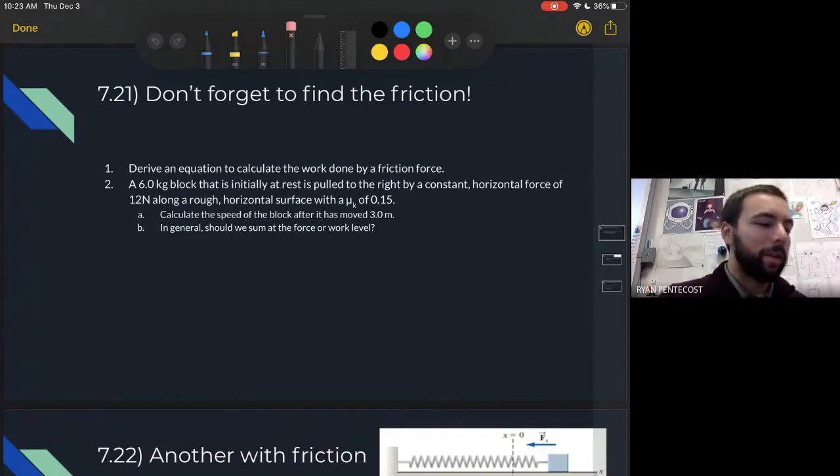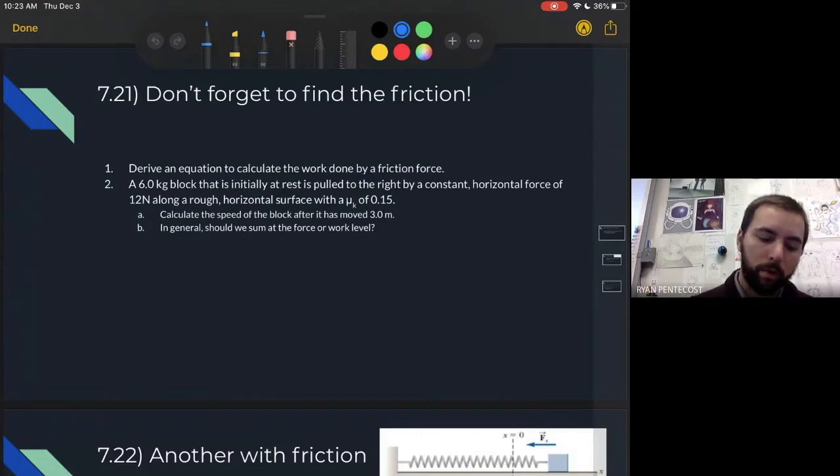Hi, everyone. So today we're going to talk about friction and introduce power. First, we're going to derive the equation to calculate the work done by a friction force. Friction has its own equation for work, similar to springs, right? Springs also have their own equation for work.